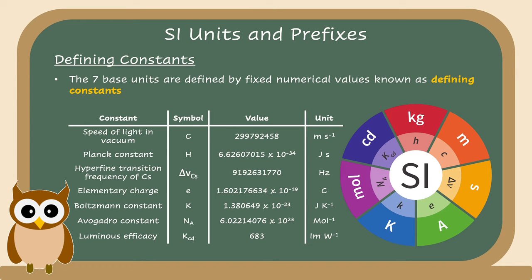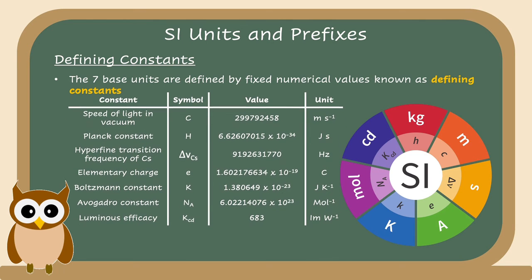And finally, the candela is defined as the luminous intensity in a given direction of a source that emits monochromatic radiation at 540 times 10 to the power of 12 Hz and a radiant intensity of 1/683rd watt per steradian. For detailed descriptions and definitions of base units and the defining constants, please check out the website of the International Bureau of Weights and Measures at www.bipm.org.